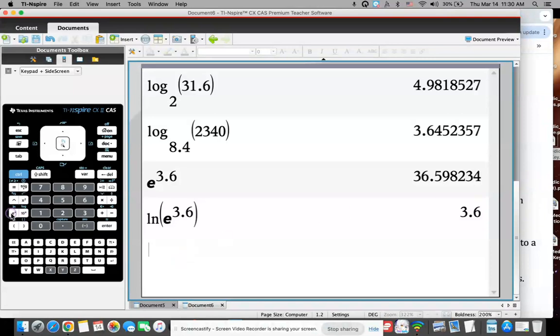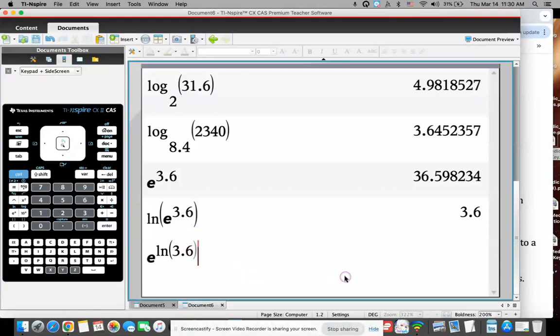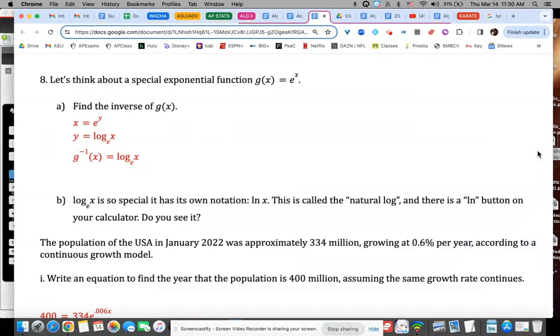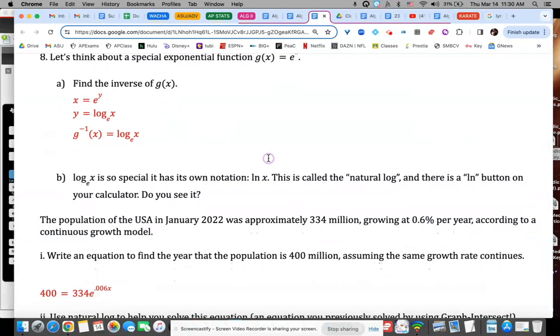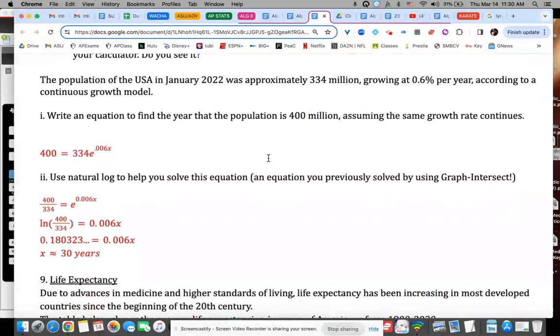I could do it the other way. Let's do e raised to the natural log of 3.6. Ooh, that's backwards. What's happening now? Oh, they're still just inverses. No big deal. Okay. So it's just like logarithms, right? You can try this with any log or any natural log. It'll always be inverses of each other. So it's just a special case, another thing to get used to, okay?